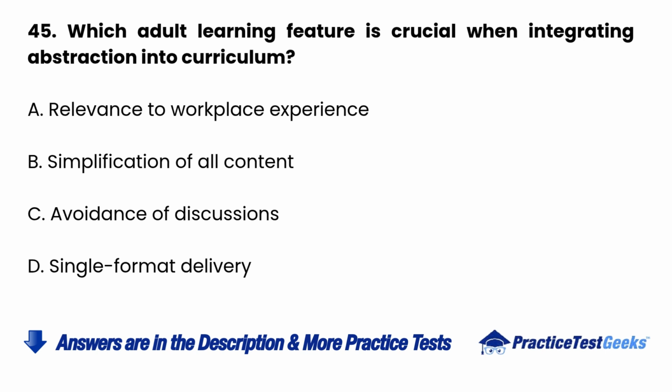45. Which adult learning feature is crucial when integrating abstraction into curriculum? A. Relevance to workplace experience. B. Simplification of all content. C. Avoidance of discussions. D. Single format delivery.